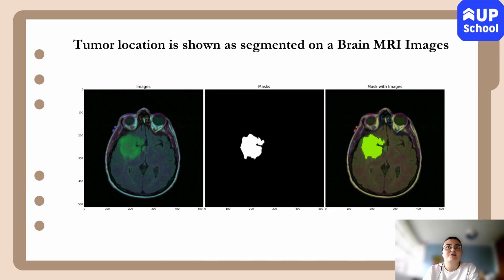So here is another example with original colors. The diagram shows a brain MRI image, which is here, a segmented mask of this MRI image, and the segmentation mask on this brain MRI image.